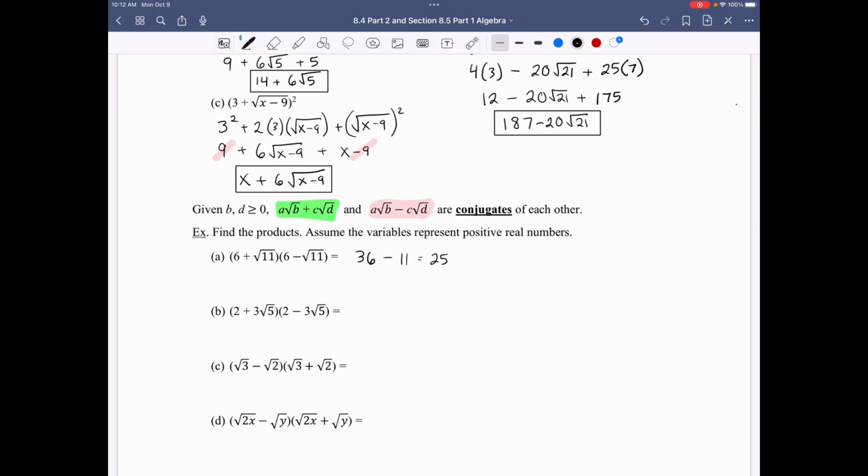Let me show you how I got that. So I just did a difference of squares. So 6 squared minus the square root of 11 squared. And when you square those, the square root goes away. All right.